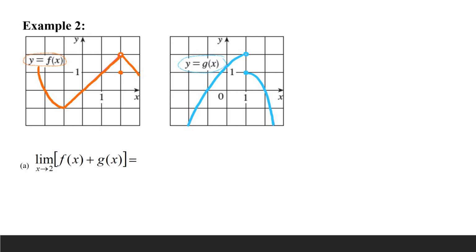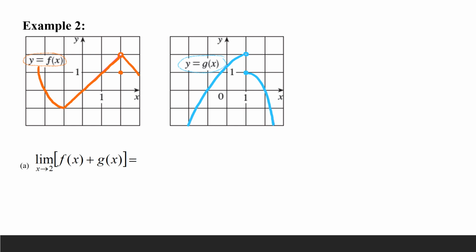So for example 2, we have the graphs of two functions, the graph of f of x and the graph of g of x. And we want to find the limit as x approaches 2 of the quantity f of x plus g of x. As this is written, we need to first add f of x and g of x together, and then afterwards evaluate the limit. But adding two graphs of functions together is not something that is going to be very efficient.